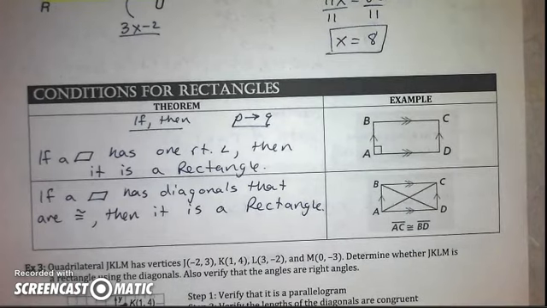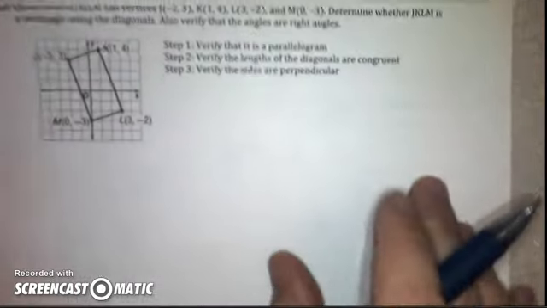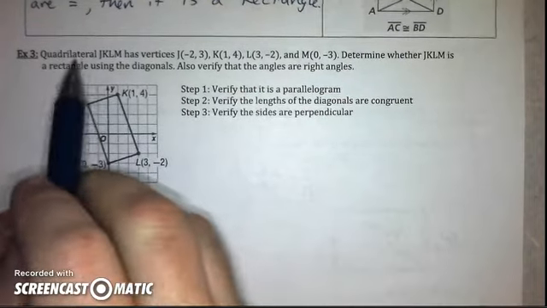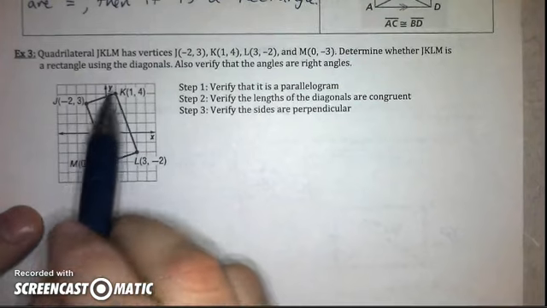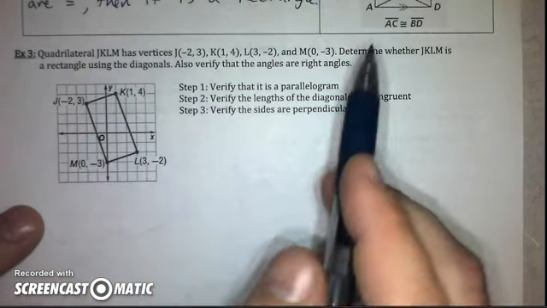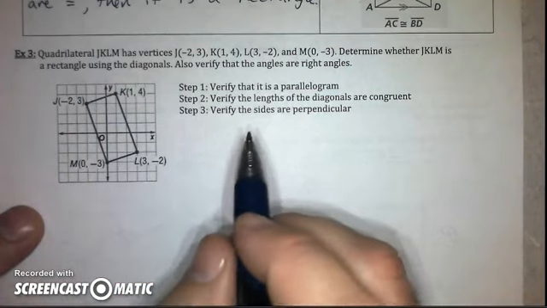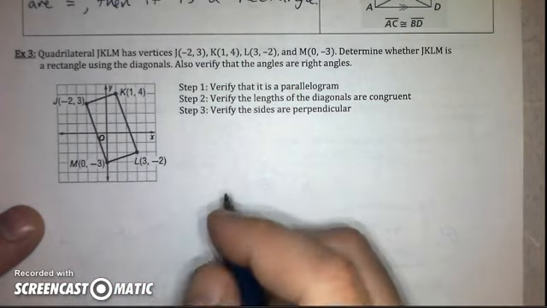say it's a rectangle. All right, so we're going to do this last example, and using our coordinate geometry here, we are given a quadrilateral, and they go ahead and graph it for you. And it has these vertices. We want to determine whether or not it's a rectangle using the diagonals. We're also going to verify that the angles are right angles. So here's how we're going to do that.